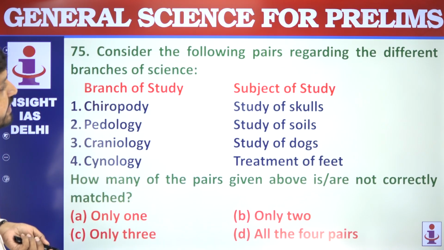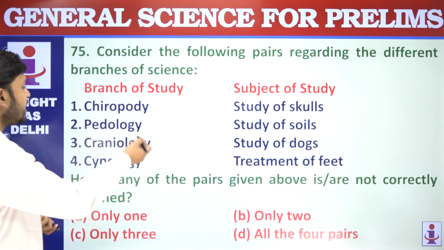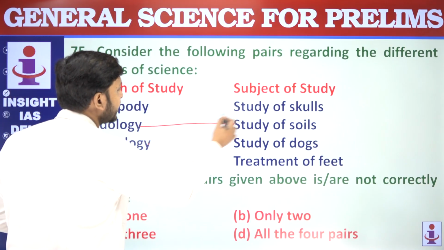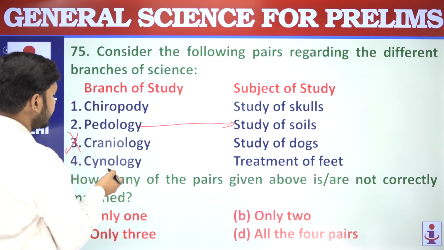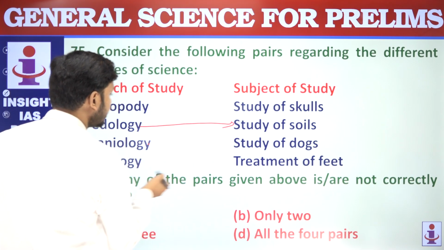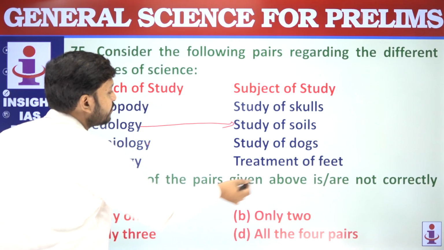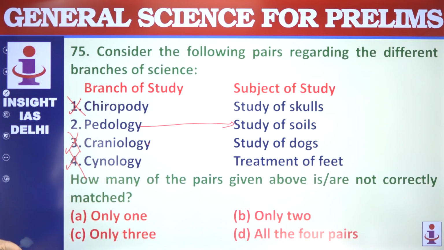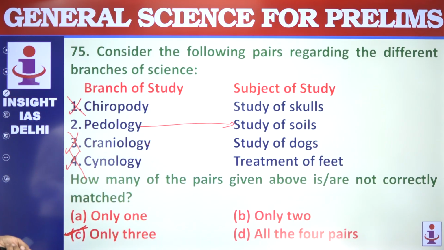Consider the following pairs regarding the different branches of science. This is a very simple question. For example, pedology is nothing but the study of soil. Craniology is nothing but the study of the skull. They have given it wrong. Cynology is nothing but the study of dogs. So this is also given wrong. And chiropody is nothing but the treatment of feet. This is also wrong. Only one pair they have given correct. So they are asking for not correct. How many are not correct? Here 3 are not correct. So the answer will be C.